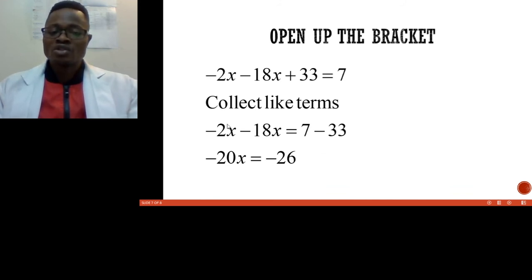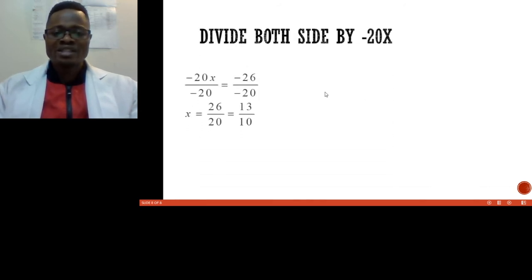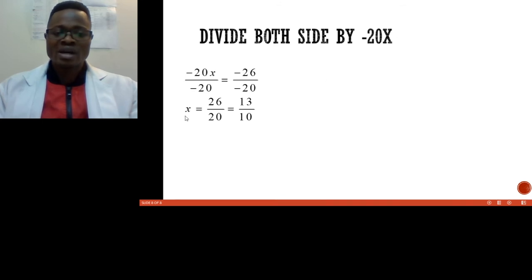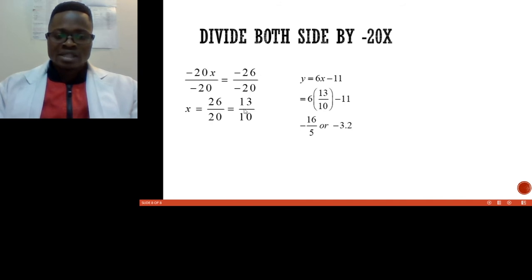Of course, negative 2 negative 18 is negative 20x, and 7 minus 33 will give you negative 26. Now you can divide both sides by negative 20 in order to have x on one side. And when you divide both sides by negative 20, you end up with 13 over 10. Because negative will go with negative, so we are left with 26 over 20, which will give you 13 over 10.